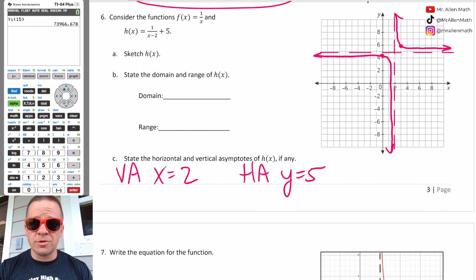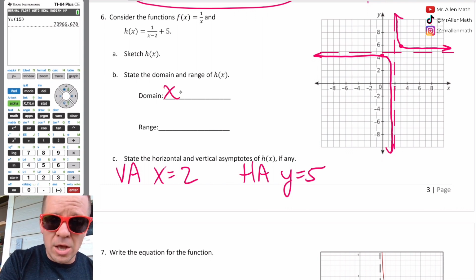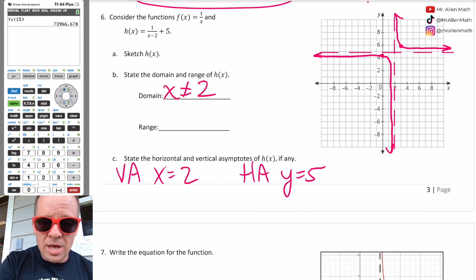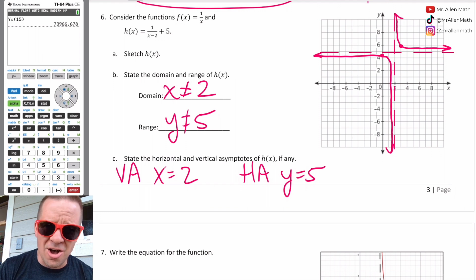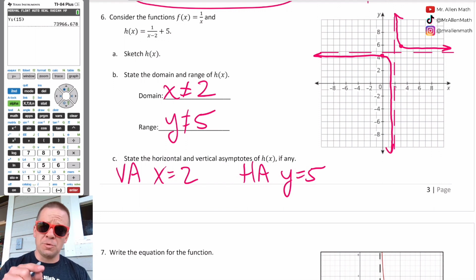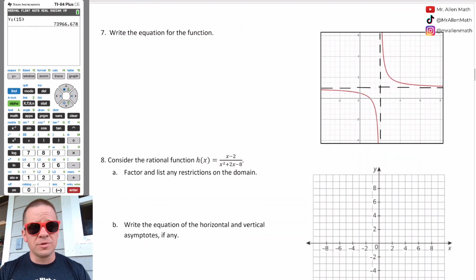Our domain is going to be x cannot equal what? It'd be 2. And my range is going to be y cannot equal that horizontal asymptote value of 5. Awesome. Man, we are just cruising through this module. I need a quick water break.